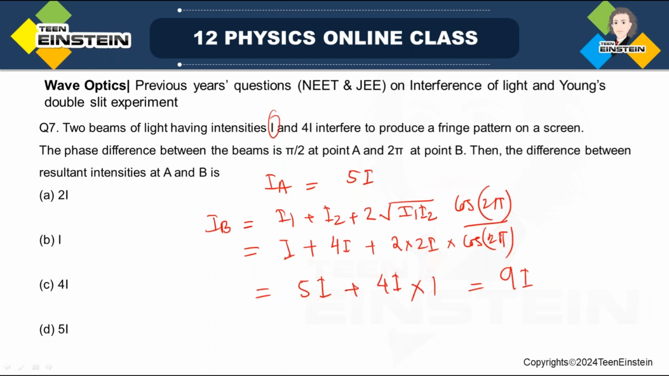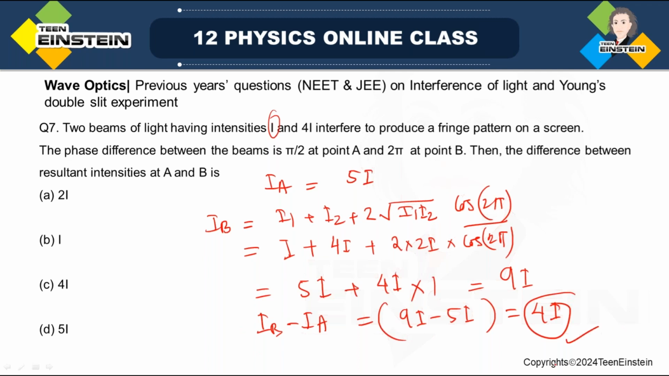So what is the ratio? Sorry, difference. The difference is IB minus IA. IB we have got 9I, and IA we have got 5I. So what we have got is 4I. So the intensity difference will be 4I. All right, so option C is correct here.